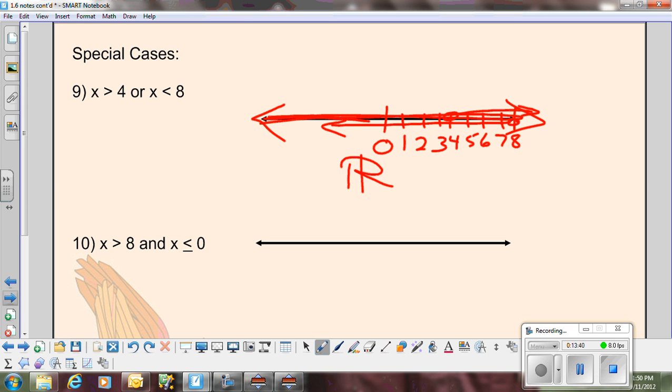Now, another special case. When I've got x less than or equal to 0 and x greater than 8. So here's my 8 out here. I'm not going to do the whole thing for this one. I just want to do it quick. X less than or equal to 0 goes this way. Now, for and to work, both things have to be true. Is there any place where both of those are true? Never. So the answer is the empty set.